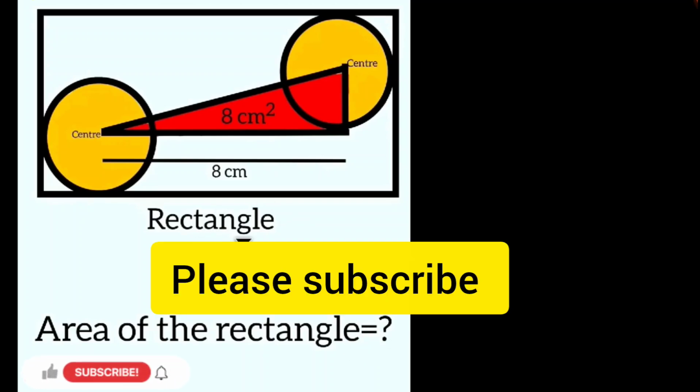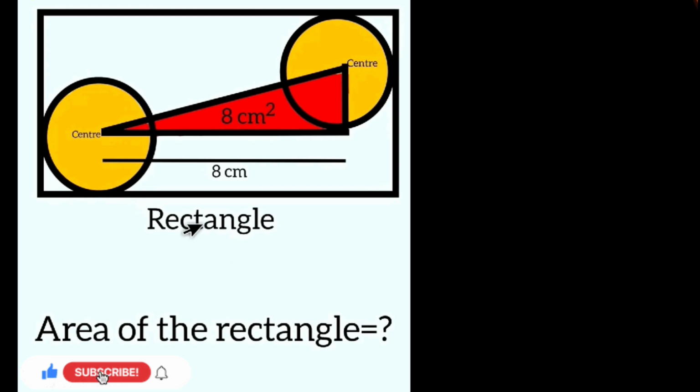Let's consider this question. We're given this diagram and we're to find the area of this rectangle. That is this rectangle. So we know that the area of a rectangle is equal to length times width.